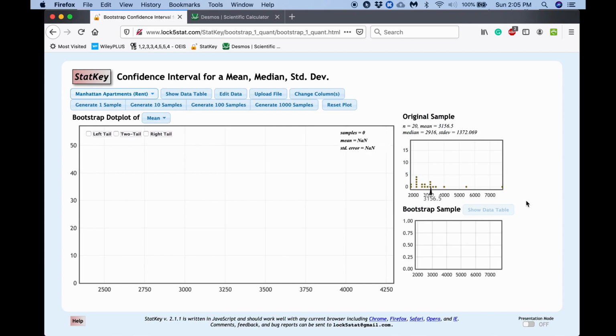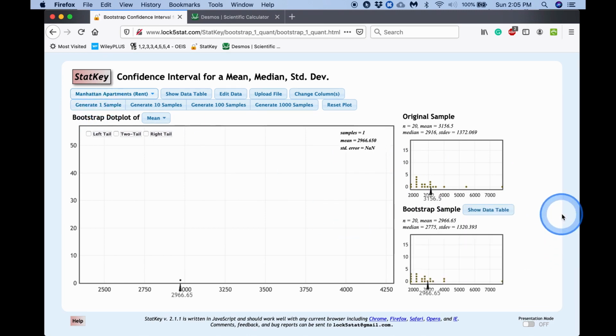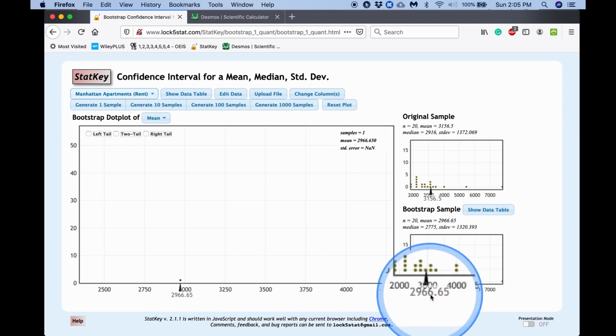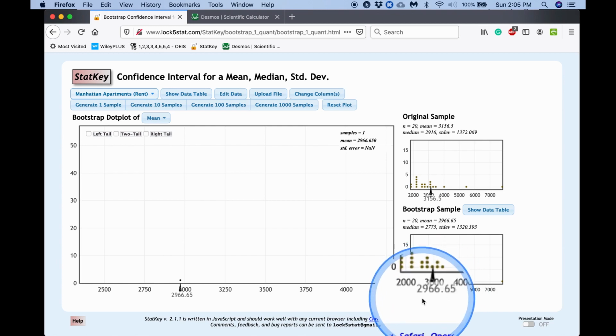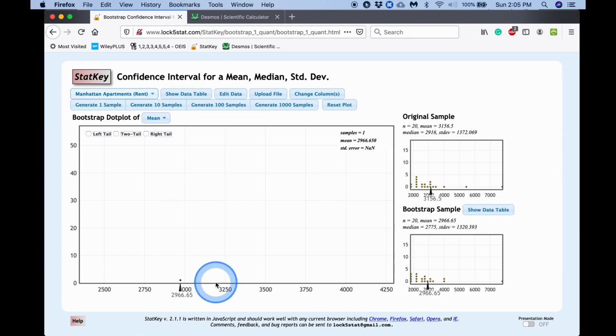Now, what is a bootstrap sample going to look like? We're going to go into this sample of size 20 and sample with replacement from this original sample until we've accumulated 20 elements in our bootstrap sample. Let me just do one sample. We're sampling with replacement, dropping those 20 dots down here, and calculating the average of this bootstrap sample. That bootstrap sample has an average of $2,966.65, and that average, or X bar, is plotted in our dot plot.